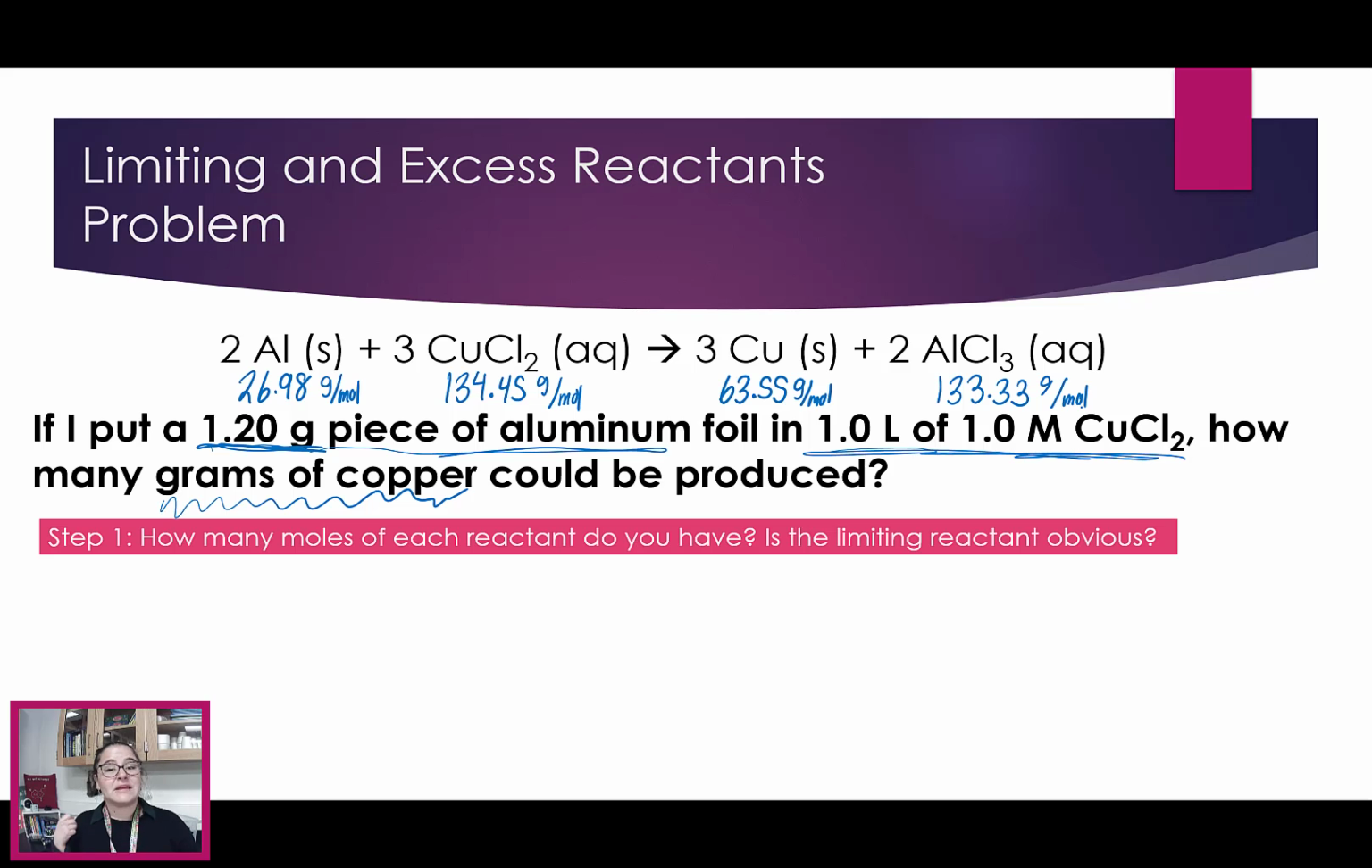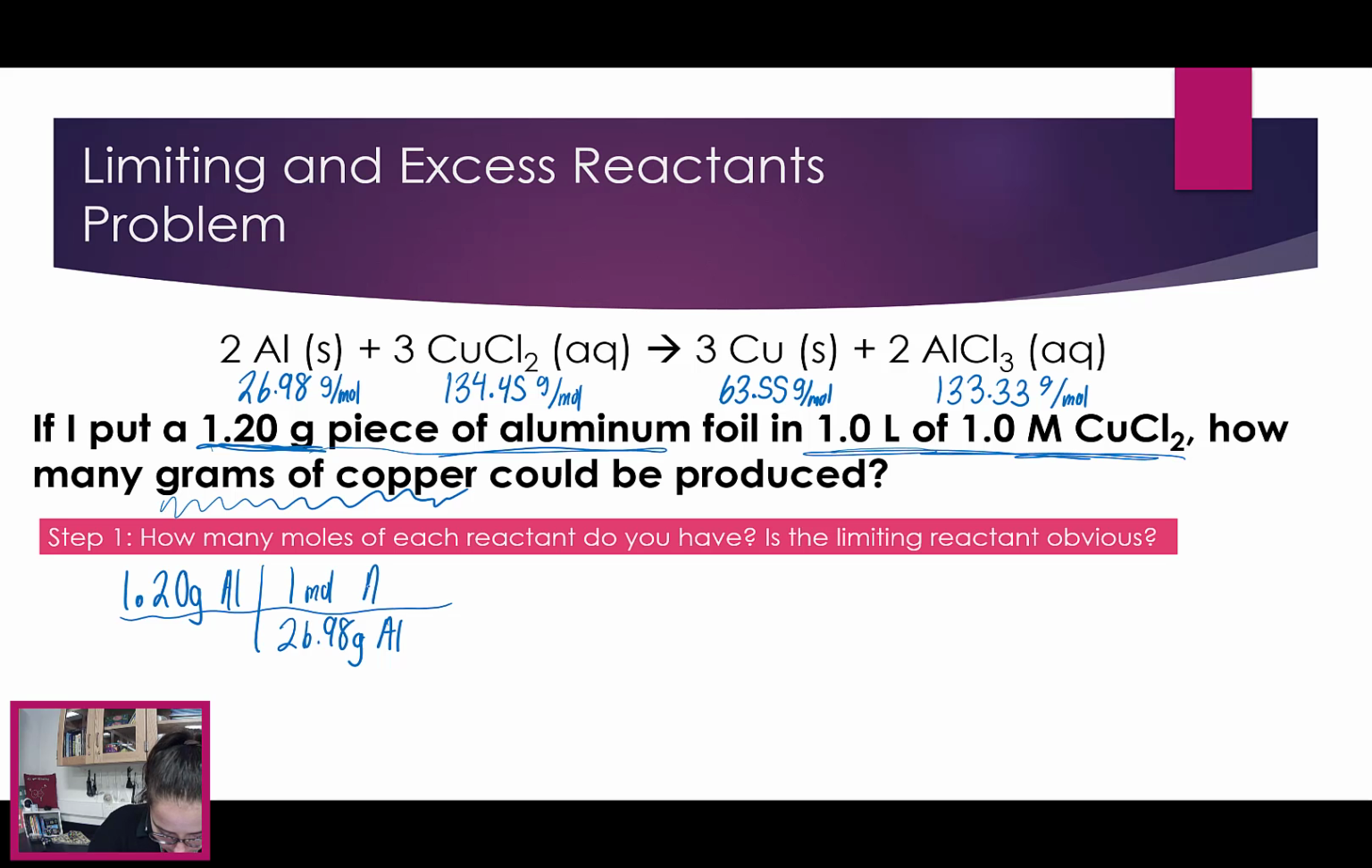So let's figure out how many moles of each reactant we have, because sometimes the limiting reactant's obvious, like we have way more of one thing than another. So starting with the aluminum, we have 1.20 grams of aluminum. So if there's 26.98 grams of aluminum in 1 mole of aluminum, we only have 0.044 moles of aluminum.